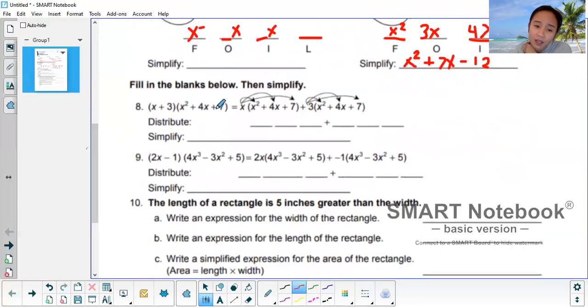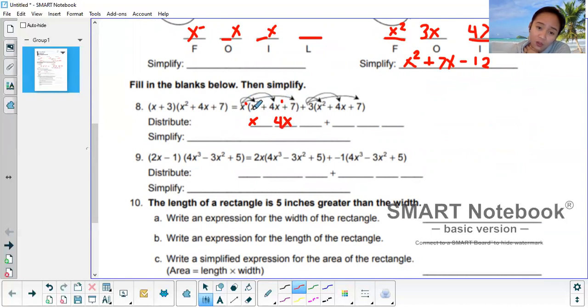In number 7, so you just multiply x to x times x squared. So you multiply that. So what's x times x squared? You add the exponents. What's 1 plus 2? That's the exponent of the first one. Then for the second one, x times 4x. That's a number only. So 4x.